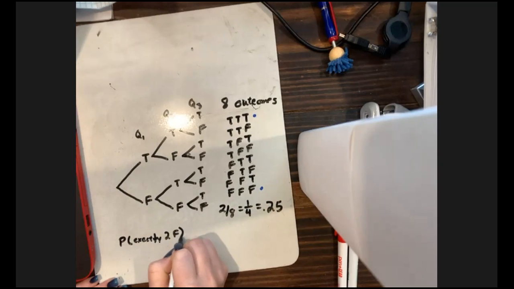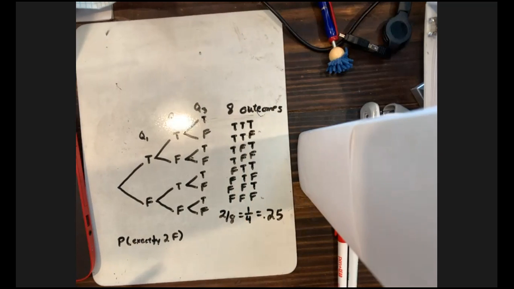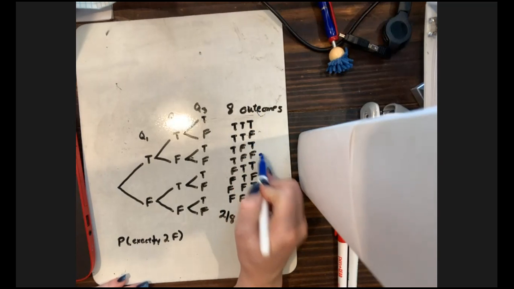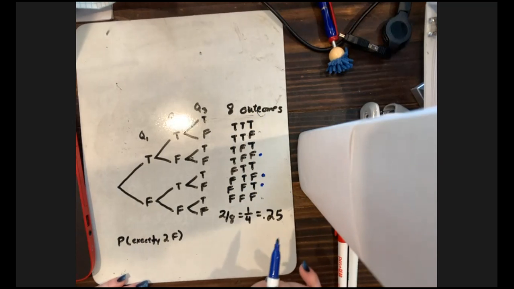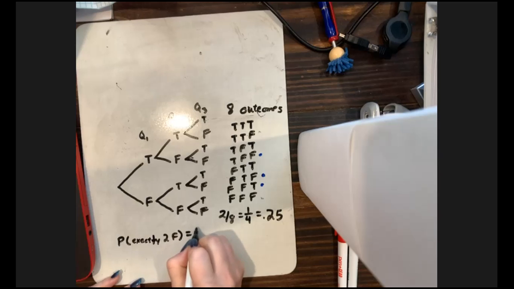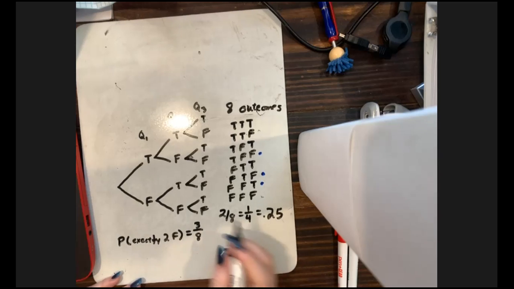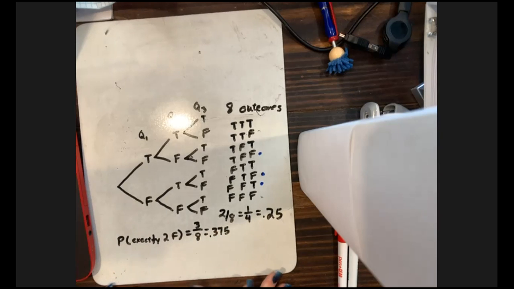Now they ask for the probability of exactly 2 falses. Okay, so if I take a look, I'm going to get rid of my dots over here. That has done 1, 1. There's one that has 2 in it, 1. That one has 2. That one has 2. That one has 3. They said exactly for this one. Okay, so we've got to make sure that we read carefully. That is 3 out of 8. That won't go anywhere as far as reducing, so that's 0.375.